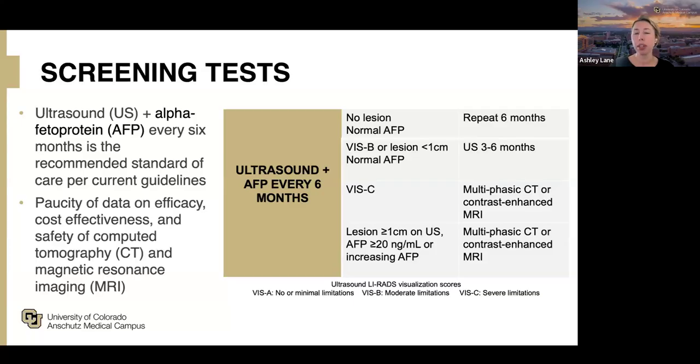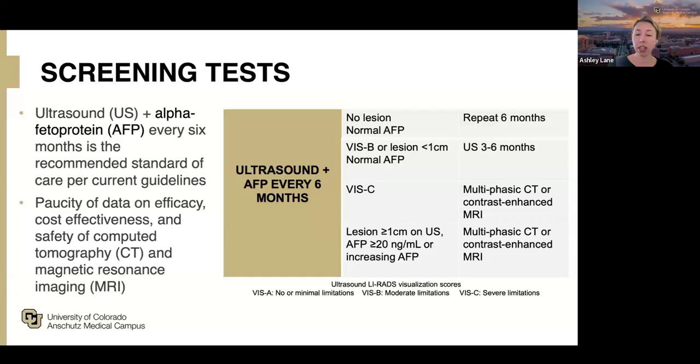So I put in this table to walk you through how we generally think about what to do with imaging results once we obtain them and how we continue to surveil these at-risk patients. If you're getting these ultrasounds and AFPs every 6 months and on the scan there's no lesion, it was good visualization, and their AFP is normal, you keep them on that 6-month plan. If the visibility has moderate limitations, or if you find a really small lesion, less than a centimeter, but AFP is normal, they recommend close interval surveillance, so repeating an ultrasound in 3 to 6 months.